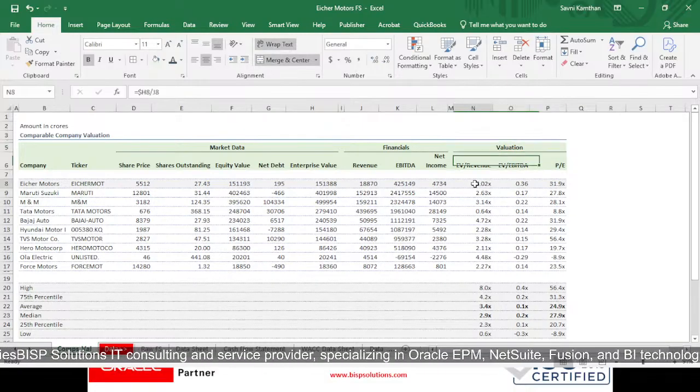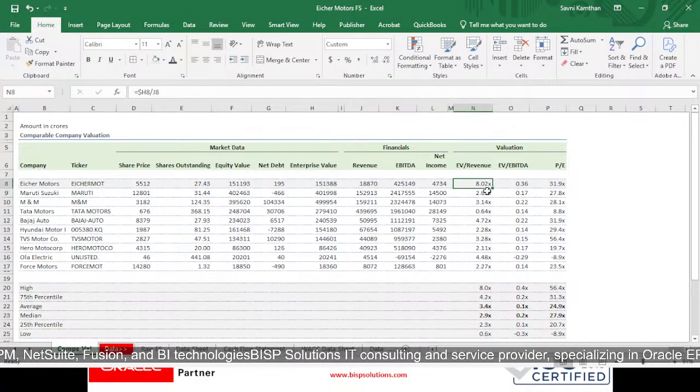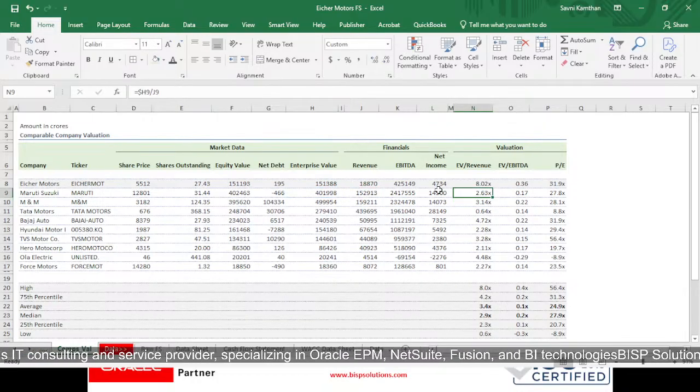Now coming to our valuation, we have to fix this enterprise value, which is in H8. We have fixed it, and I have divided by my revenue, so that when I do the calculation, H will be fixed and the values may differ. Once the calculation is done for EV upon revenue, I have copy pasted till the end.